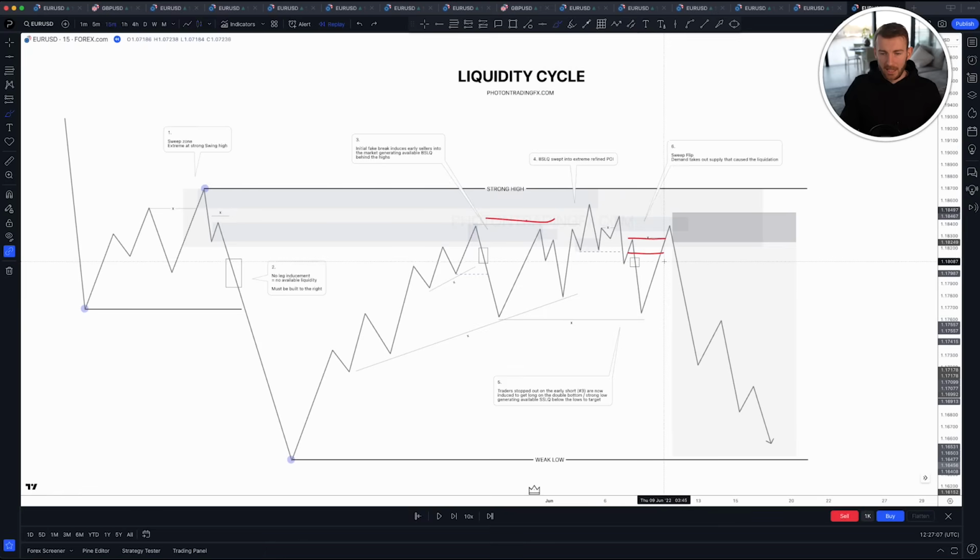No liquidity to the left, no liquidity to the right. Where is the available liquidity? It's behind the high itself. This now becomes a higher probable area to short. Okay, what do you have? You've got double bottoms here for liquidity to target.